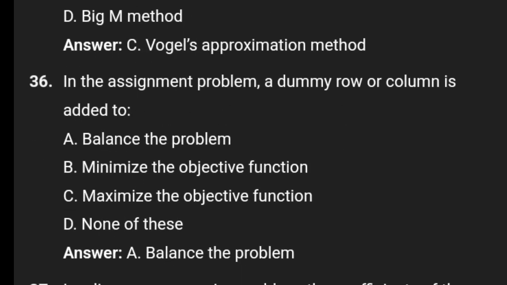36. In the assignment problem, a dummy row or column is added to: A. Balance the problem, B. Minimize the objective function, C. Maximize the objective function, D. None of these. Answer: A. Balance the problem.